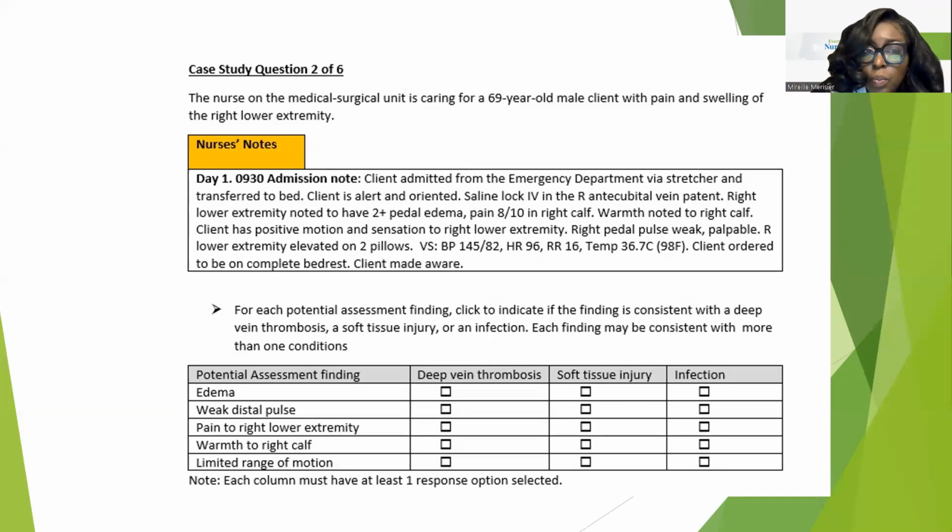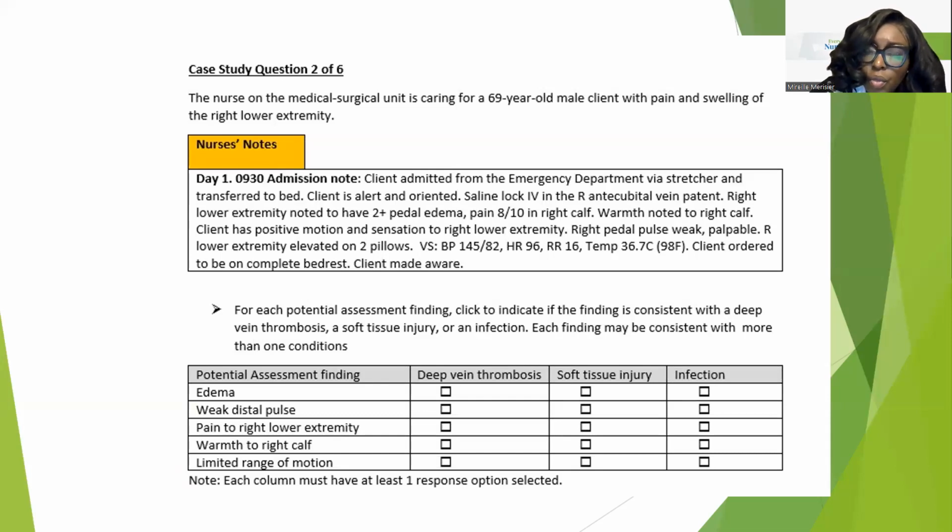Is a weak distal pedal pulse a sign and symptom of DVT? Is a weak distal pedal pulse a sign and symptom of soft tissue injury? Is a weak pedal pulse a sign of an infection? Is pain to the right lower extremity a sign of a DVT? Is it a sign of a soft tissue injury? Is it a sign of an infection? Is warmth to the right leg a sign of a DVT, soft tissue injury, infection? Do I expect limited range of motion with a DVT, soft tissue injury, and an infection?